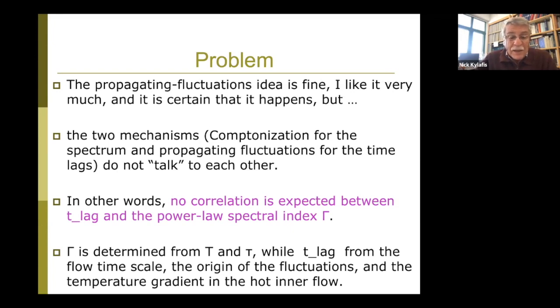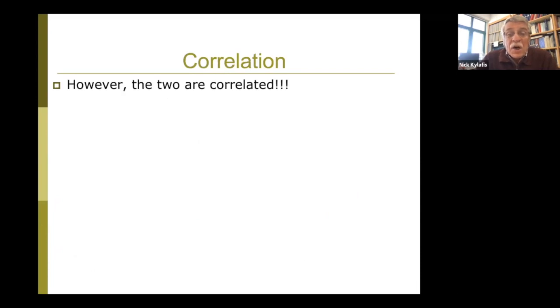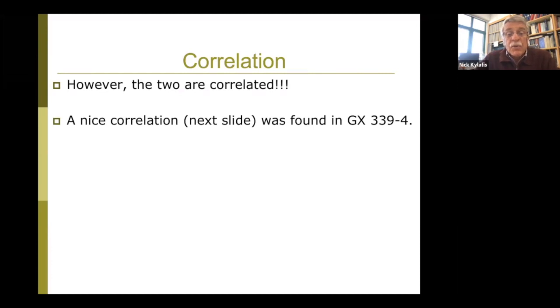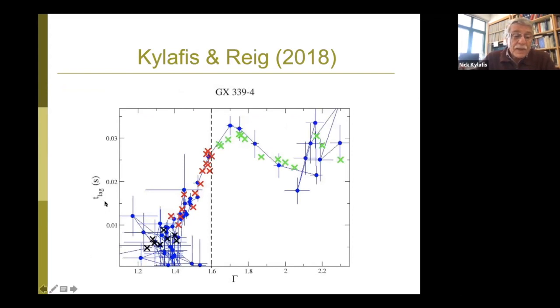Okay, gamma and T lag should not be correlated. However, the two are correlated. And a nice correlation that I will show you in the next slide was found by Pablo and me in GX339-4, which is the best studied black hole X-ray binary. Here it is, T lag in seconds. You see it's 30 milliseconds maximum here, starts from 10 milliseconds or less and goes there. And this is gamma, the power law index. The blue points are the data, the observations that Pablo analyzed. And you see that you have a nice correlation. It's almost linear up to here, and then it changes to non-linear.